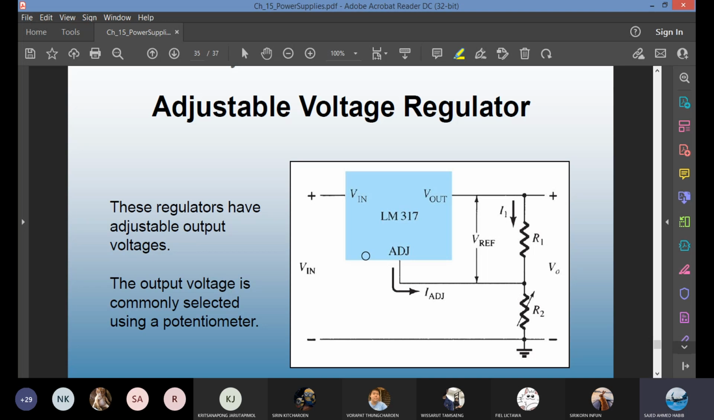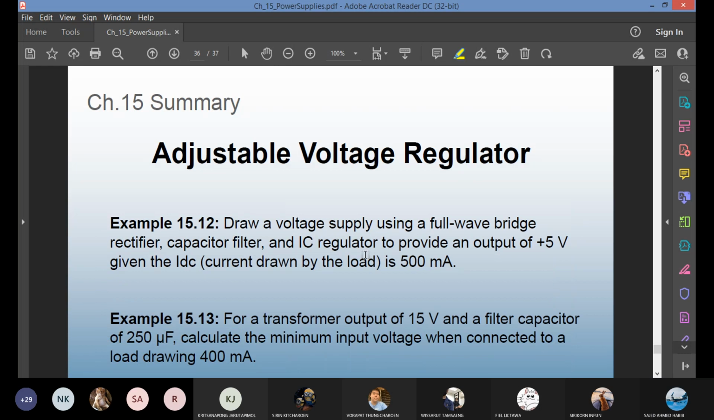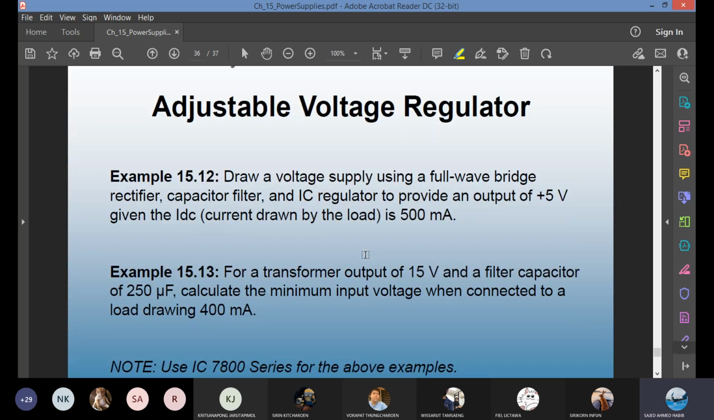LM317 is the model of this IC. I think the LM comes from a company called Fairchild Semiconductors; their IC names usually start with LM. So whatever output voltage you want, you will select it using a potentiometer within a certain range. Adjustable voltage regulator.